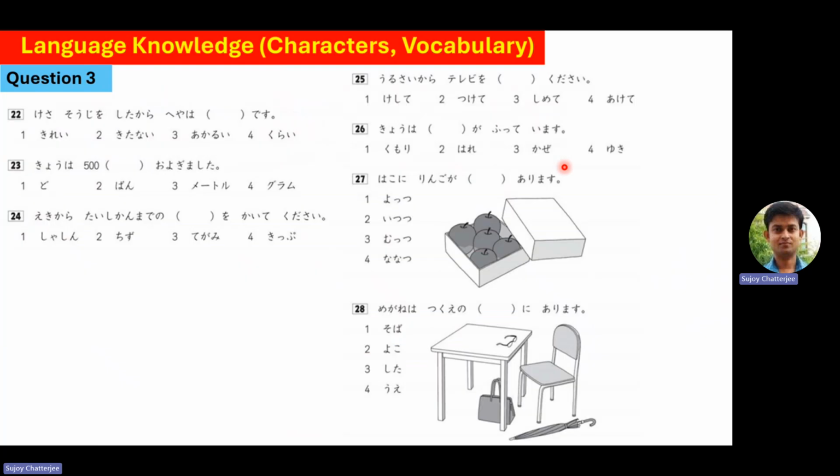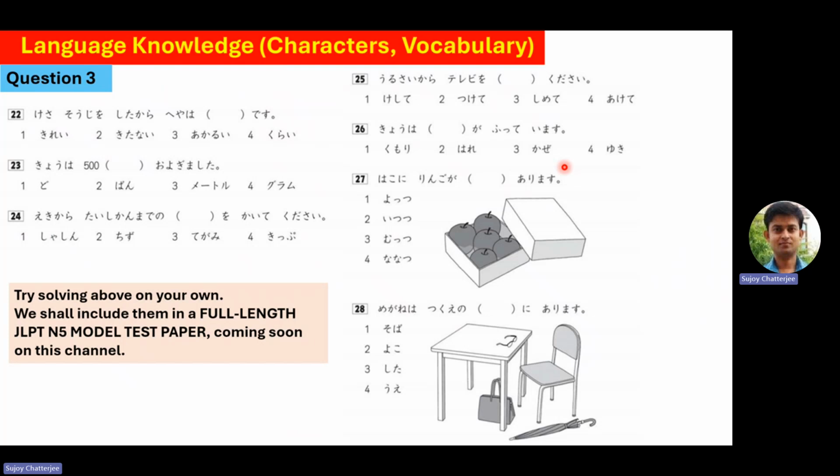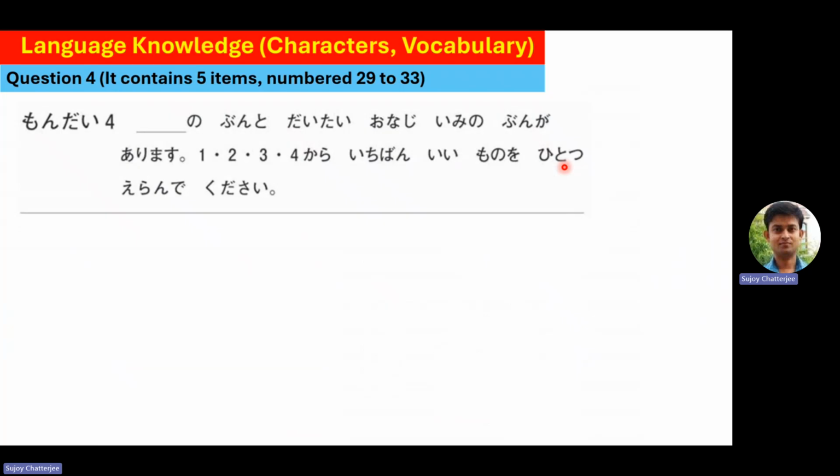Again, questions 22 to 28 we won't be going through. These are very easy and you can practice them. We will include all of these in the model test paper that we will do in future. Now the fourth question type, this is the fourth and the last question type of the first section. It contains only 5 items, numbered 29 to 33. That means altogether 33 questions in the first section, which is language knowledge, characters, vocabulary.